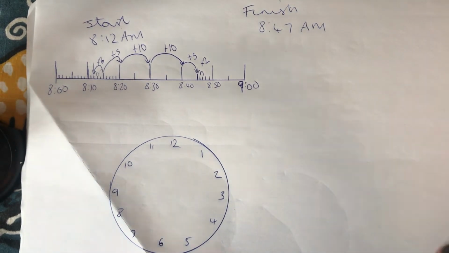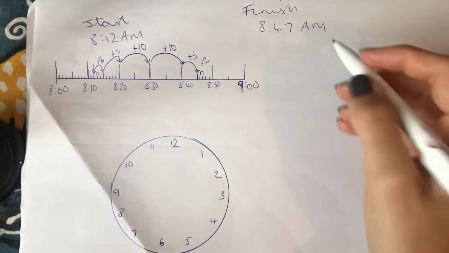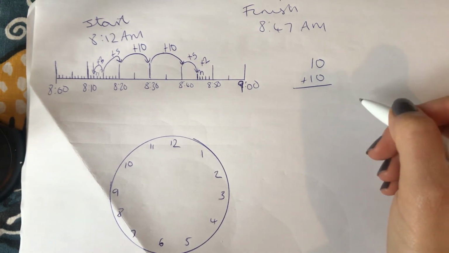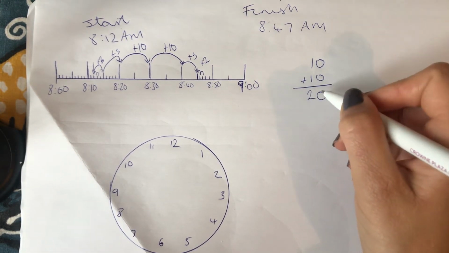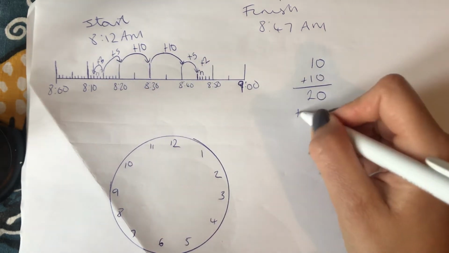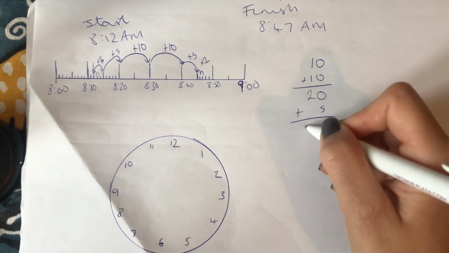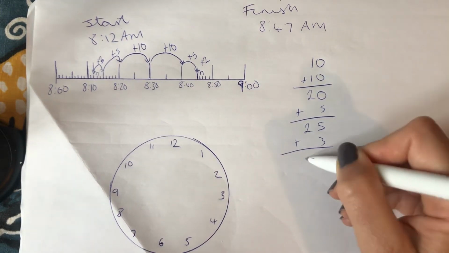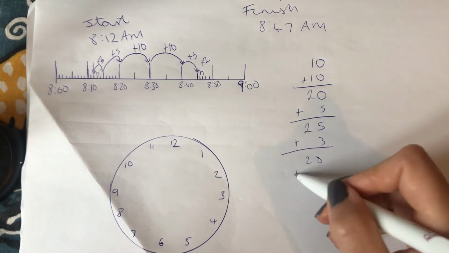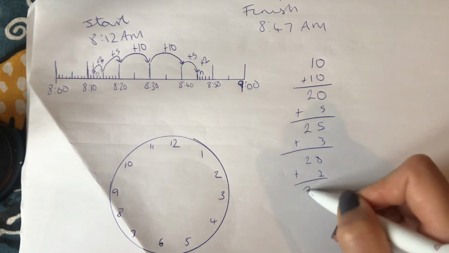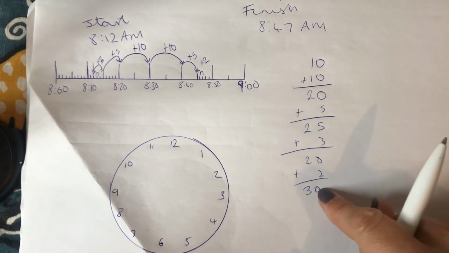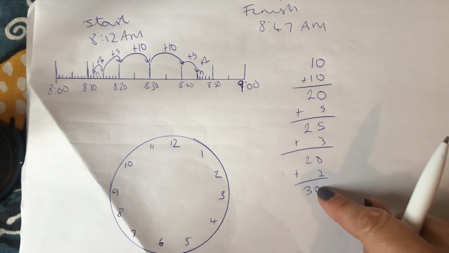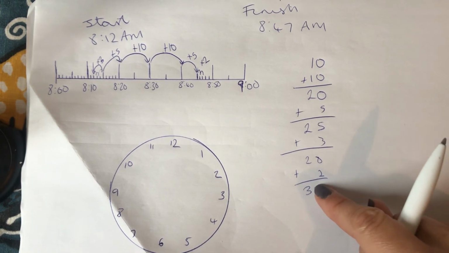And now I'm going to start counting. So remember, I always start with my biggest numbers. So 10 plus 10 equals, I hope you're shouting at me, 20. Okay, then I'm going to do my +5 equals 25. And then I've got my +3, 28. And then I've got my +2. Is 30 my answer?